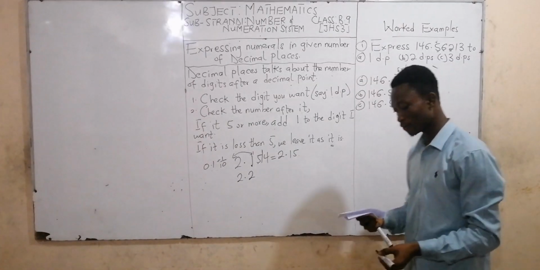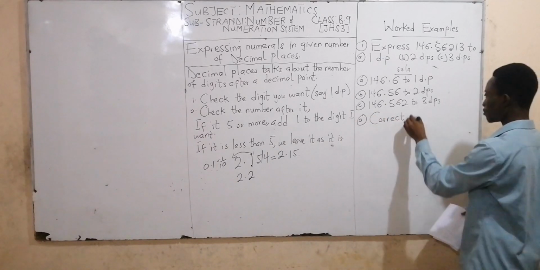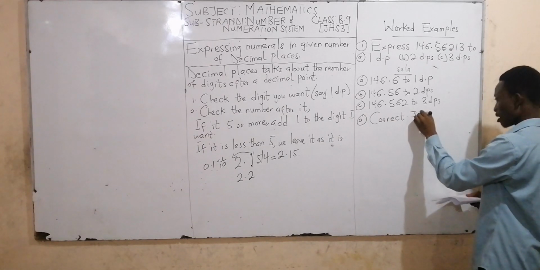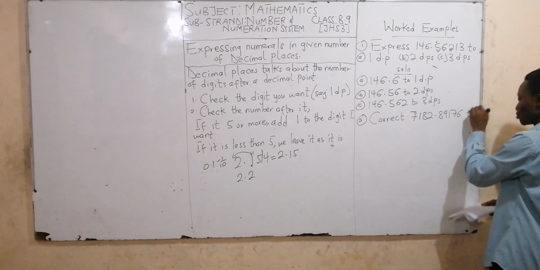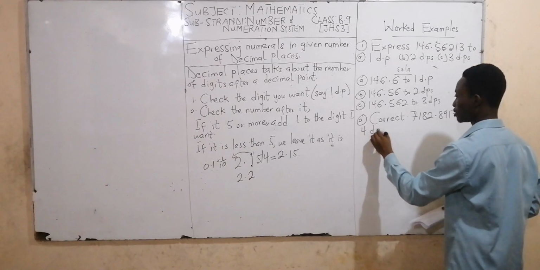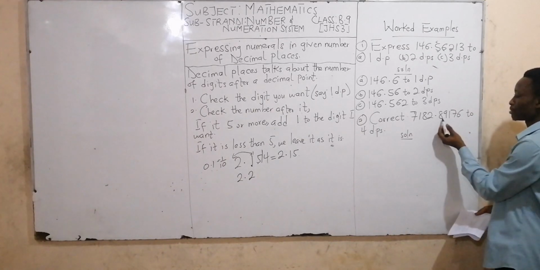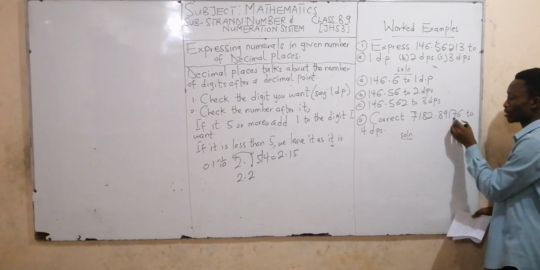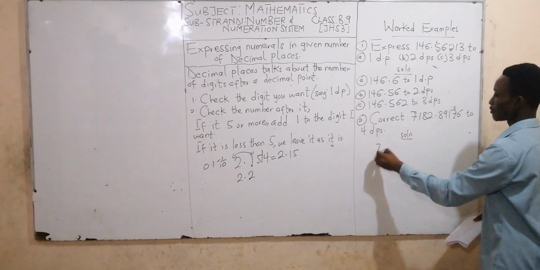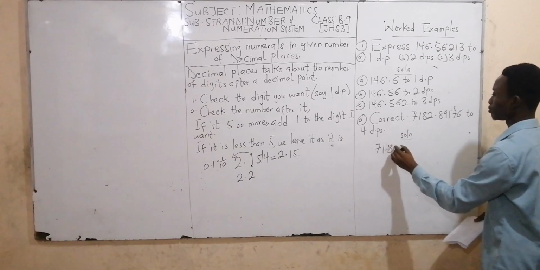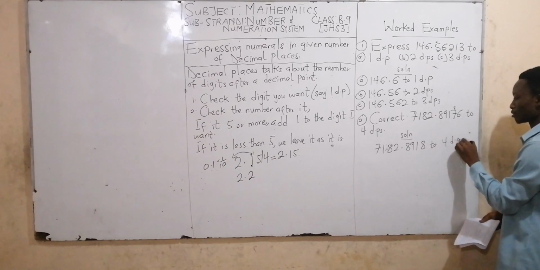Get it? Okay, let's solve more of this. So 2. 7,182.891762 to 4 decimal places. I believe you've been able to do this. It's very easy, simple. So 4 decimal places: first decimal, second, third, fourth decimal place. We check what is after it. It is more than 5, so we add 1 to this 7, making 8. So we have 7,182.8918 to 4 decimal places.